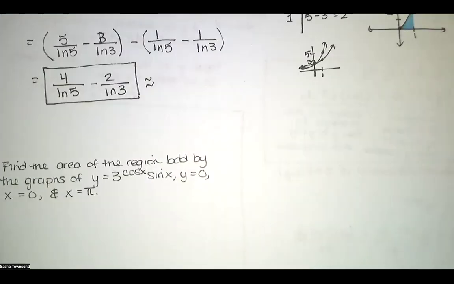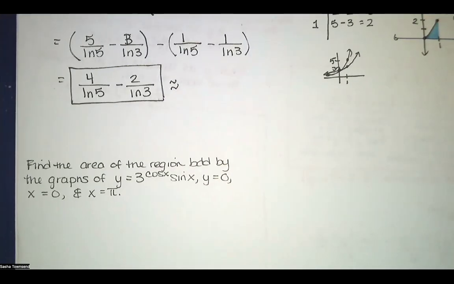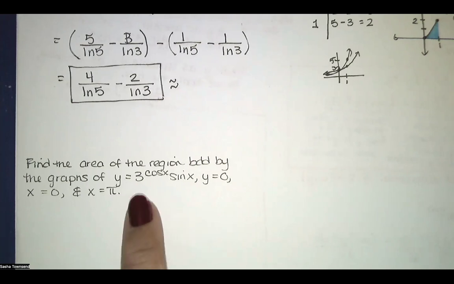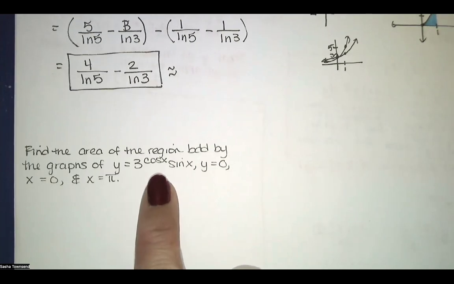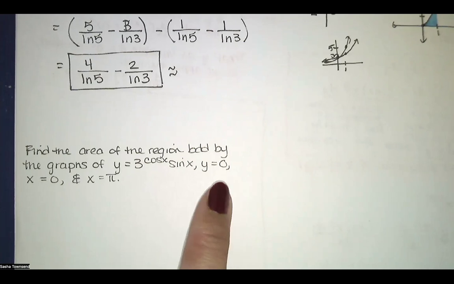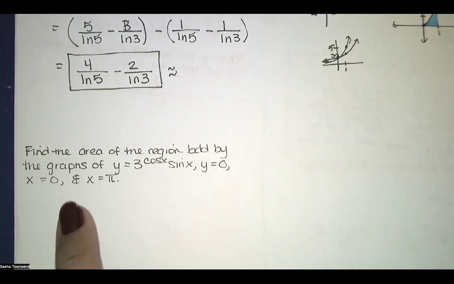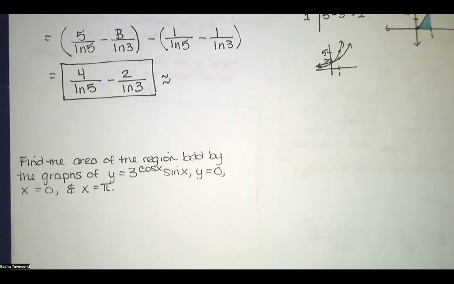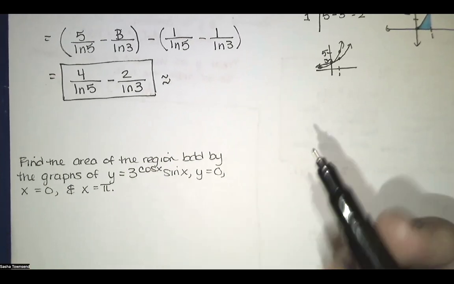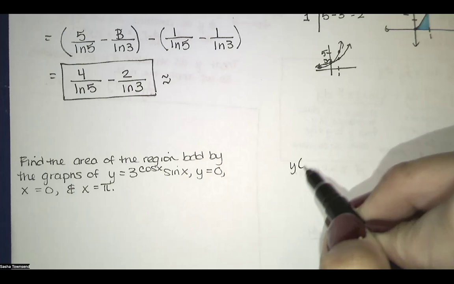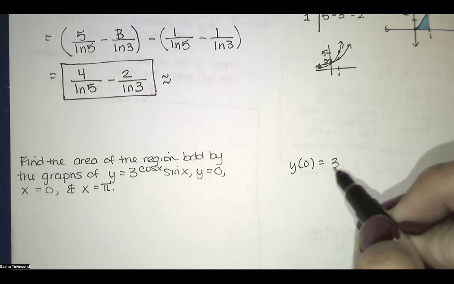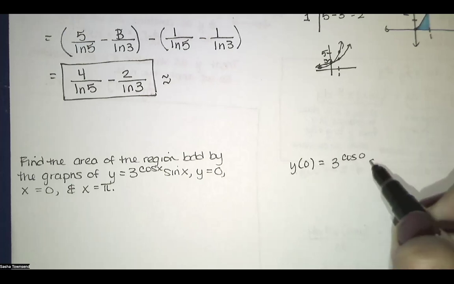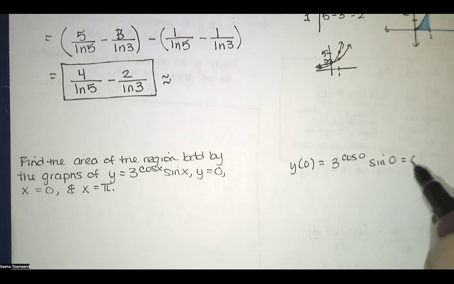All right, now in this one, we're asked to find the area of the region bounded by y equals 3 to the cosine of x times sine of x, y equals 0, x equals 0, and x equals pi. So, oh goodness, what does that look like? If I evaluate this function at 0, I'm going to have 3 to the cosine of 0 times sine of 0, which is just 0.